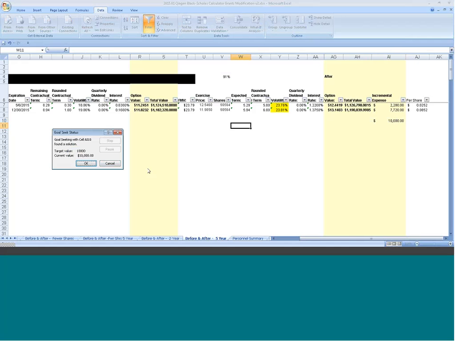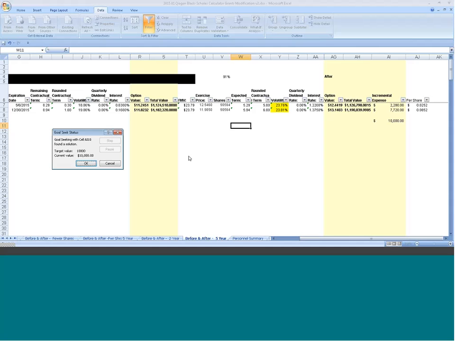And there we go. Sure enough, you can see just by changing the number of shares, not the number of shares that I'm modifying, but if I re-grant, when I do this modification, fewer shares, 91% of the shares instead of the full 100%, I've actually gotten that incremental expense down to $10,000, which is what the client was shooting for.